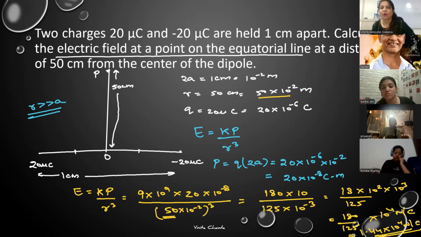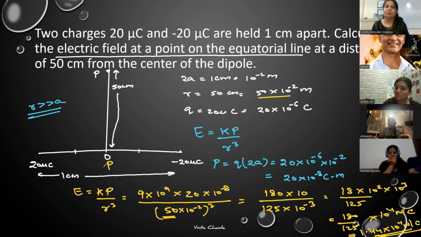Please write this. And what is the direction of E? In this particular case, what direction of E do we get? What is the direction of dipole moment? Negative to positive. Yes, so the direction of dipole moment is this, and the direction of electric field intensity in case of the equatorial line is opposite to the direction of the dipole moment. So at point P, this would be the direction of electric field intensity. Please write the solution.